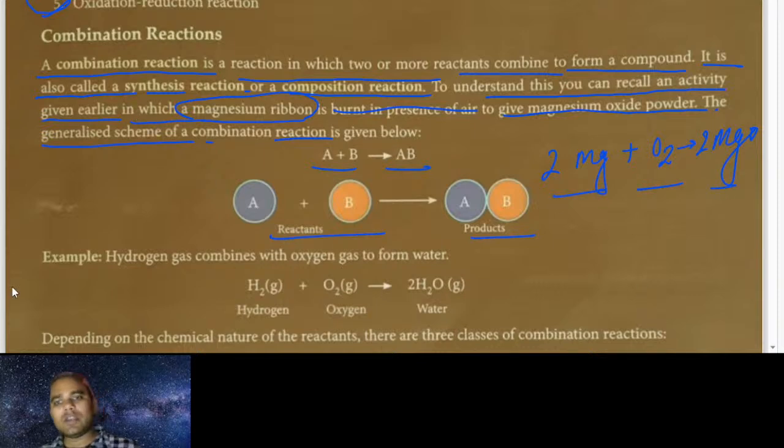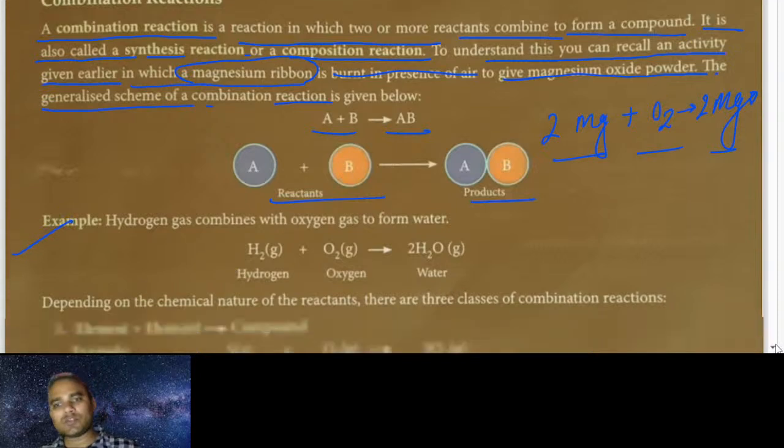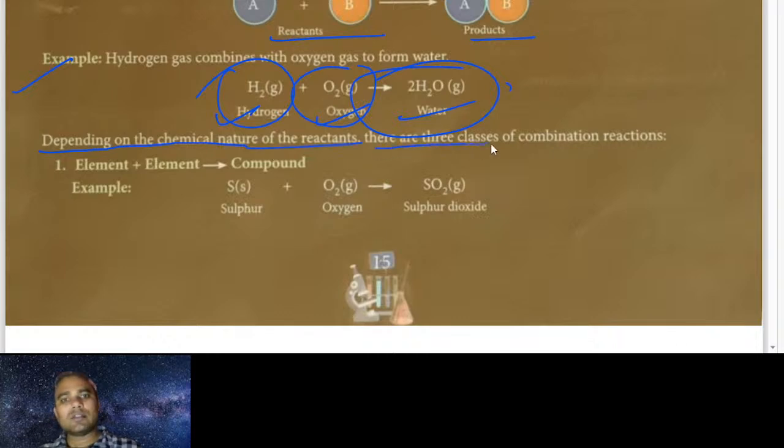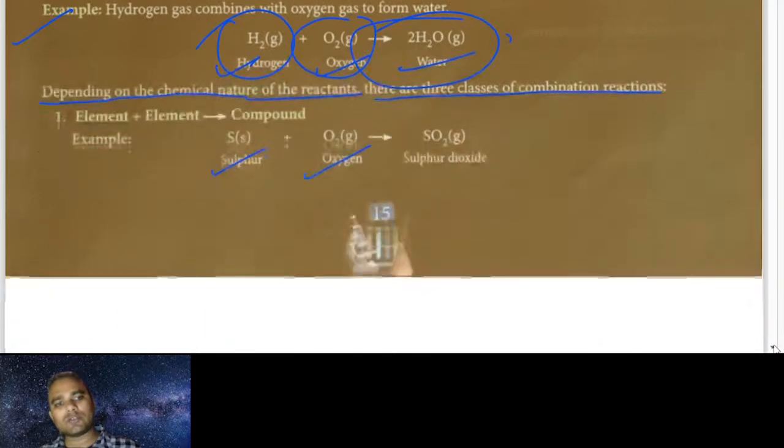Now we need to see some other examples. Take the example of H2: hydrogen reacting with oxygen gives water. Two species combine to give one species, that is the combination reaction. Depending on the chemical nature of the reactants, there are 3 classes of combination reaction that we need to understand. Here is an example: sulfur plus oxygen gives SO2.